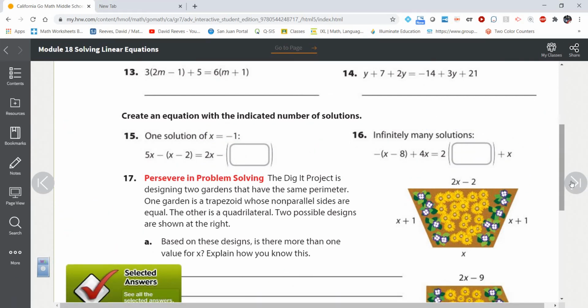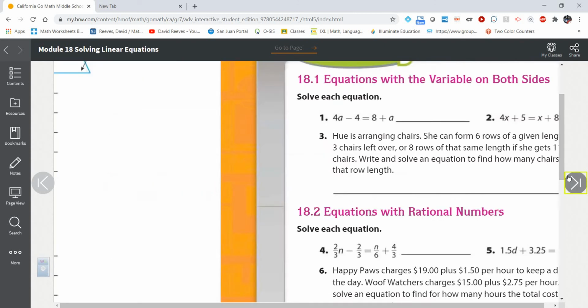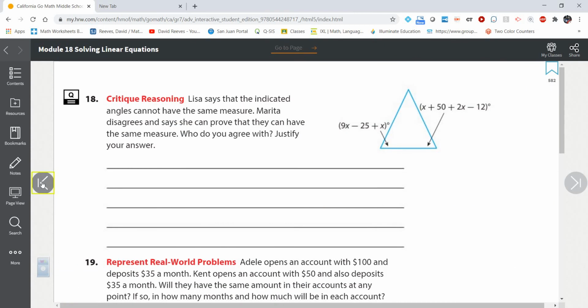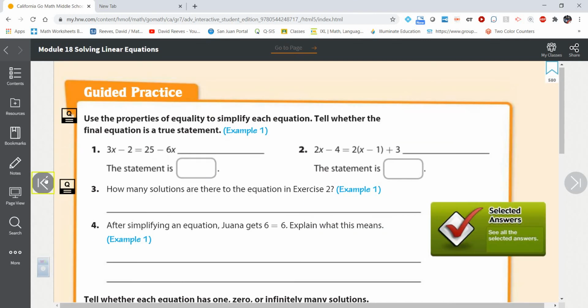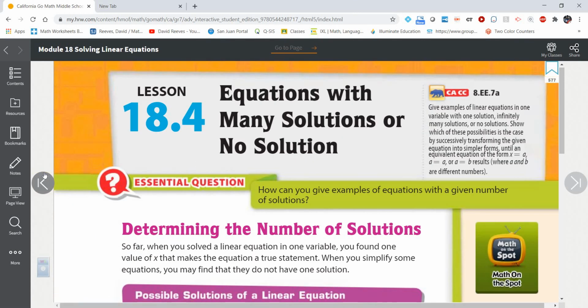All right, so there are some more problems I want to do that are on the next page, but because of this video going long, I'm going to go ahead and make a third shorter video for this lesson 18.4 on equations with many or no solutions.